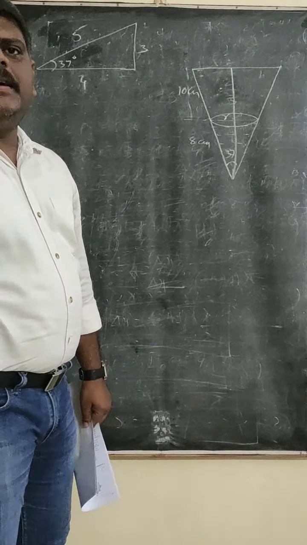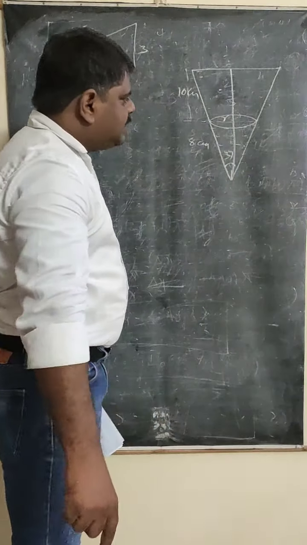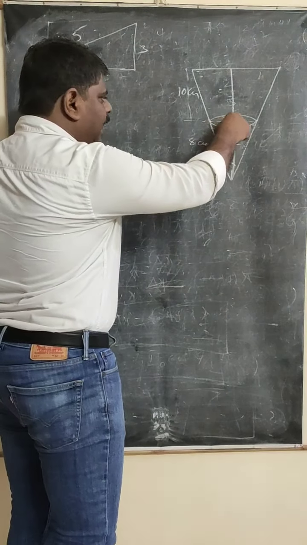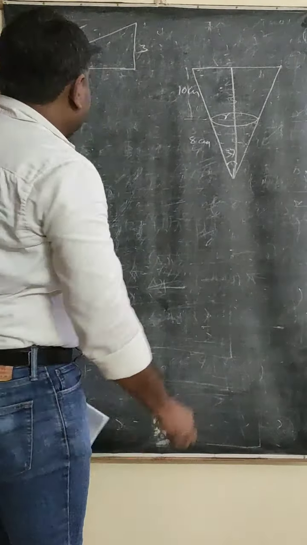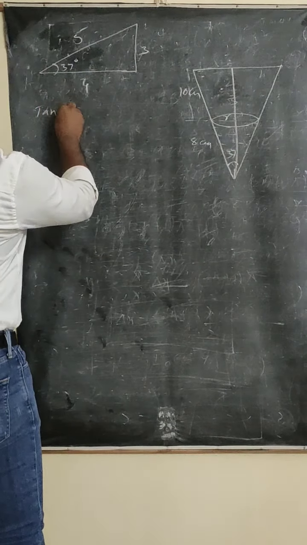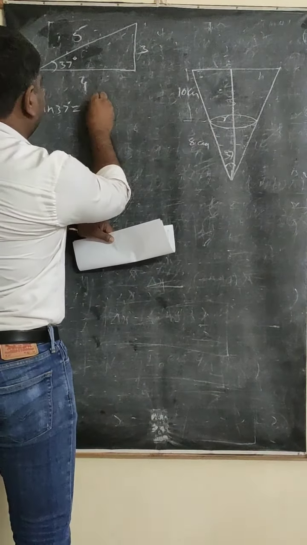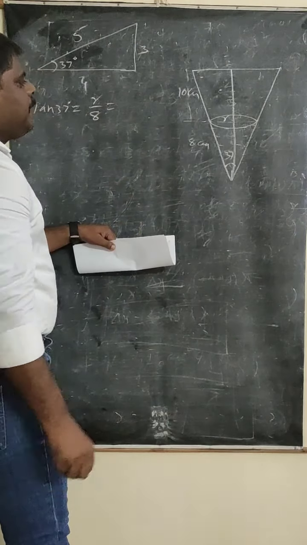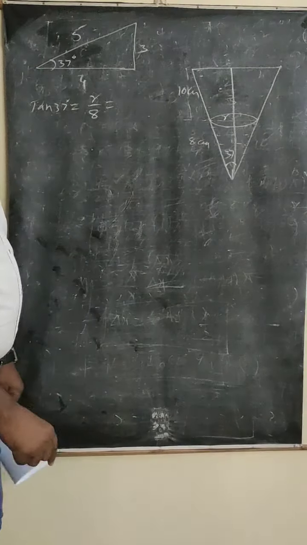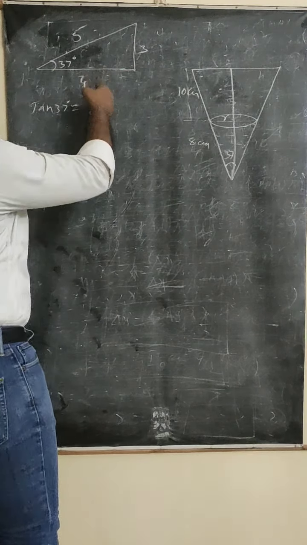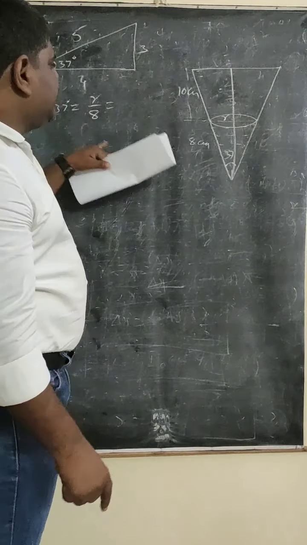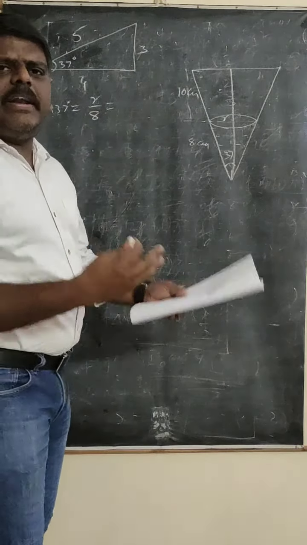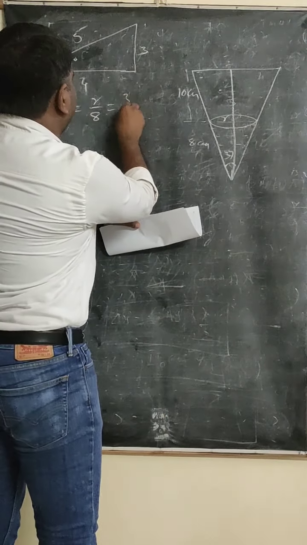Based on this, we can find tan theta. From the diagram, tan 37 degrees is equal to opposite by adjacent. Opposite means R, and the adjacent is 8 centimeters. So tan 37 degrees is equal to R by 8. From the standard triangle, tan 37 degrees is 3 by 4. Both are equal in magnitude, so R by 8 equals 3 by 4.